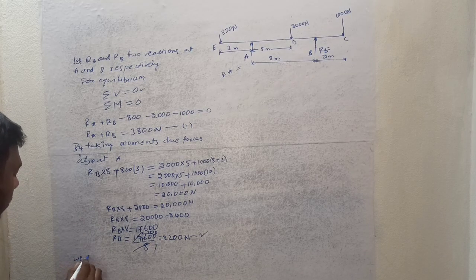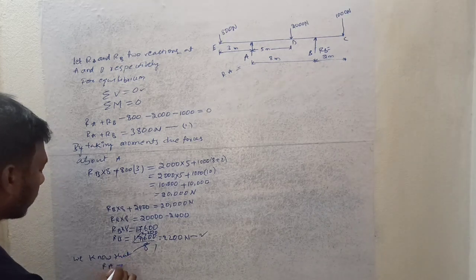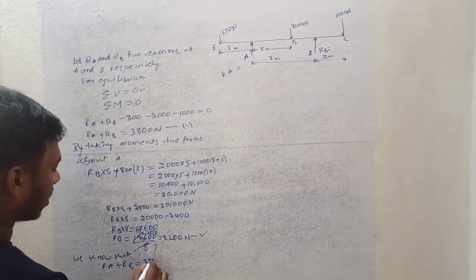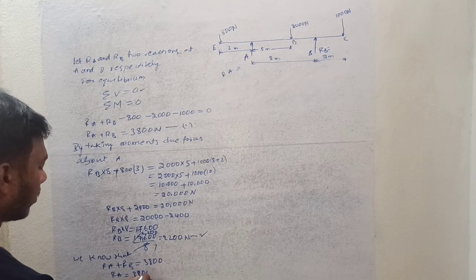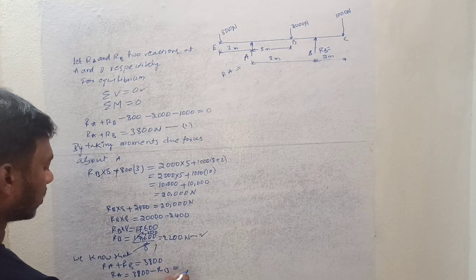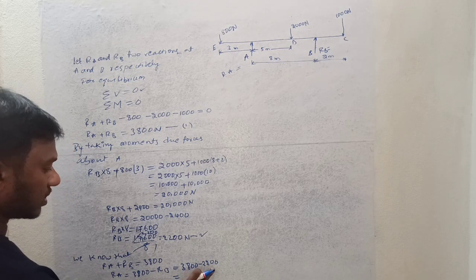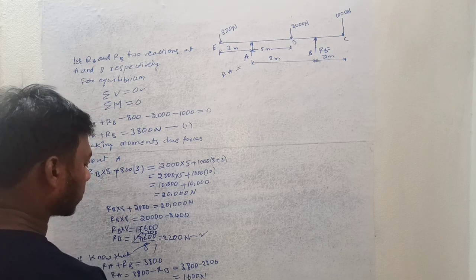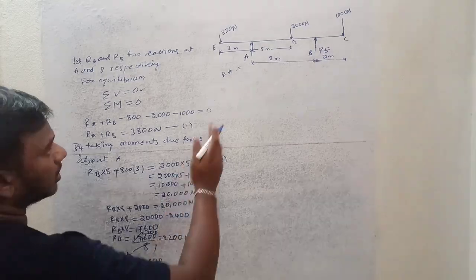But we know that RA plus RB equal to 3800, and then RA equal to 3800 minus RB. So it is equal to 3800 minus 2200. It is equal to 1600, this is the RA. You will get 1600. These are the two reactions acting at A and B.